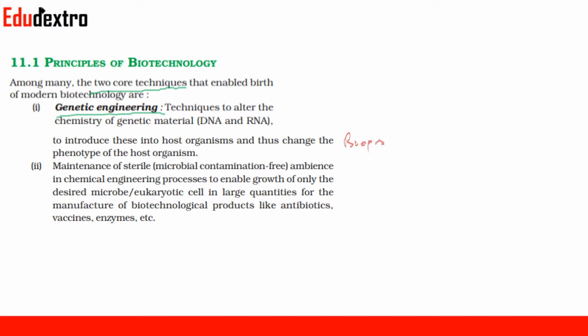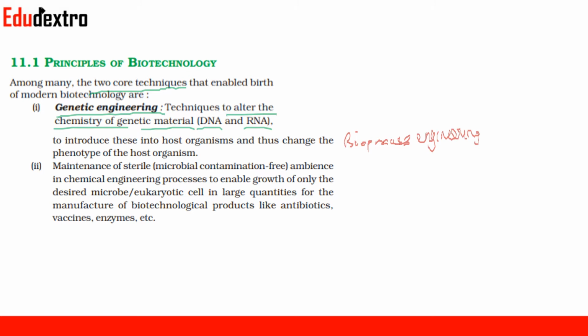bioprocess engineering. Now this point stands for bioprocess engineering. Sorry for my handwriting, will make it better soon. So what is genetic engineering? This is an engineering wherein we alter the chemistry of the genetic material, let it be a DNA or a RNA. So we are causing some chemical changes in the genetic material, that is DNA and RNA.